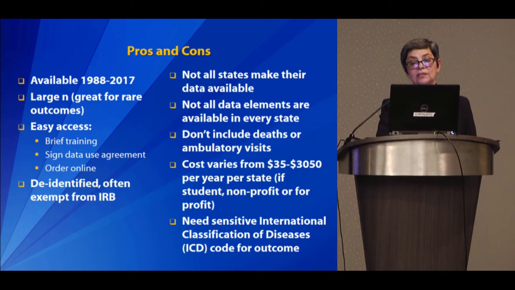But the disadvantages are that not all states make their data available, and not available for every single year. Not all data elements are available in every state. There are no deaths included here, and so you can't generate an overall estimate. You would have to get your death data elsewhere, and you wouldn't be able to combine it with the hospitalization or emergency department data because you have de-identified data, so you can't link them. The cost varies from $35 to over $3,000, and that varies by state per year, and it depends on whether you're a student, a nonprofit, or a for-profit. And then the most critical disadvantage that I have found in using these data is that you really need a very sensitive ICD code. That's the International Classification of Diseases code for your outcome. And I'll talk a little bit about that later.